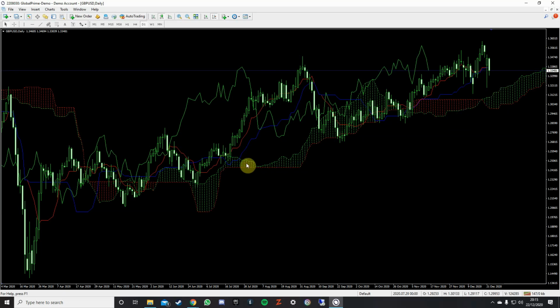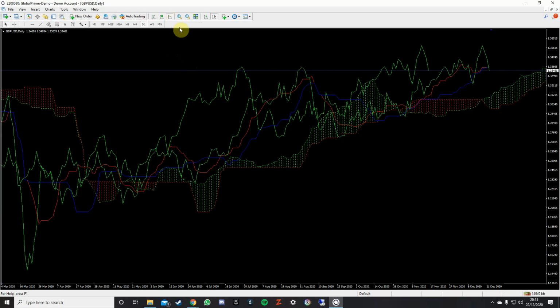And then lastly, which is often forgotten about, you've got the Chiku span, which is the current price projected back 26, in this instance, 26 bars ago. And if I just put it onto line, you'll see that starts to make sense. You can see how the Chiku follows exactly the same pattern back 26 periods on the chart, and you can see back there, and that's just a basic momentum.